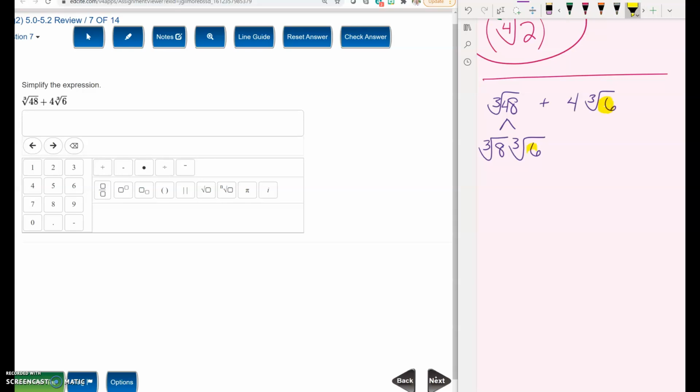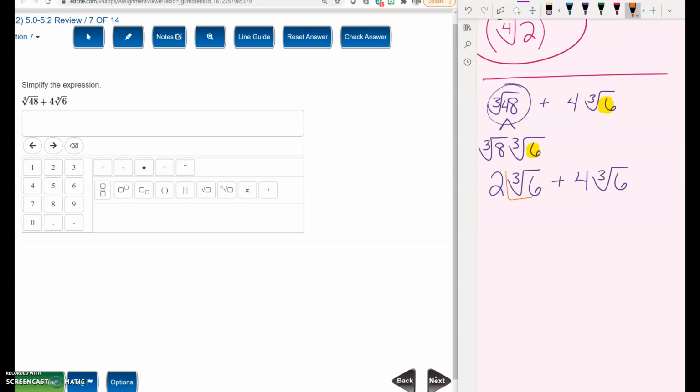this actually gives you a hint about what this one is going to be. All right, the third root of 8, I don't know why I keep saying fourth. The third root of 8 is 2. So this term becomes 2 times the third root of 6. We still have plus 4 times the third root of 6.